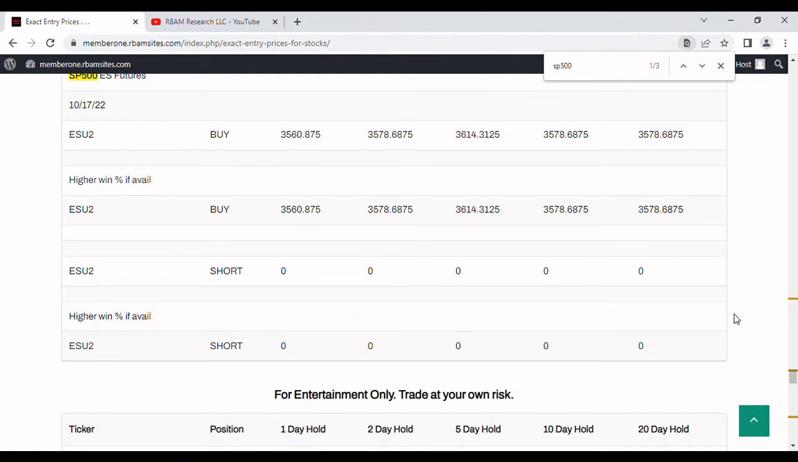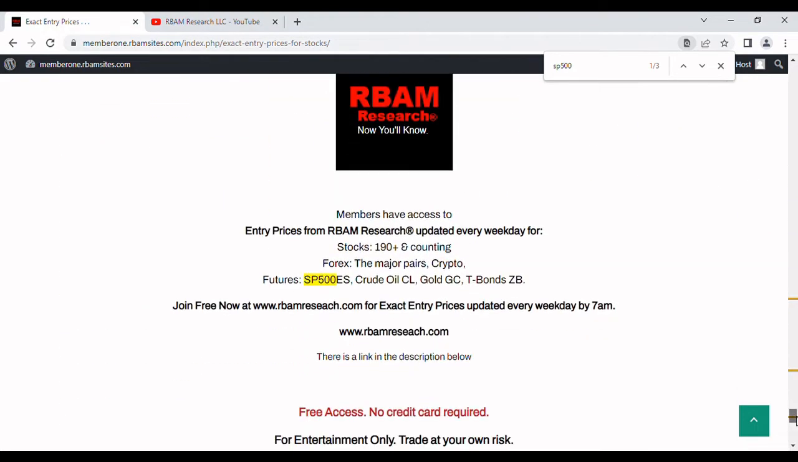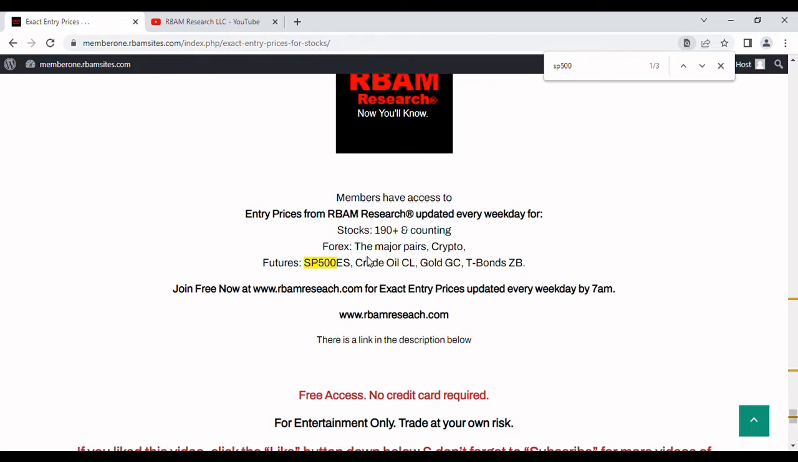The other section I showed you first is a trend following section. You can get access to all of these prices every morning before 7 a.m. at rbamresearch.com. We cover 190 plus stocks, the major forex pairs, BTC, crypto, and the most liquid futures contracts. As a practical matter, the S&P 500 great for day trading, hypothetically. Same thing for the forex pairs. Same thing for crypto. If you trade crypto, we got some great intraday trading for crypto.